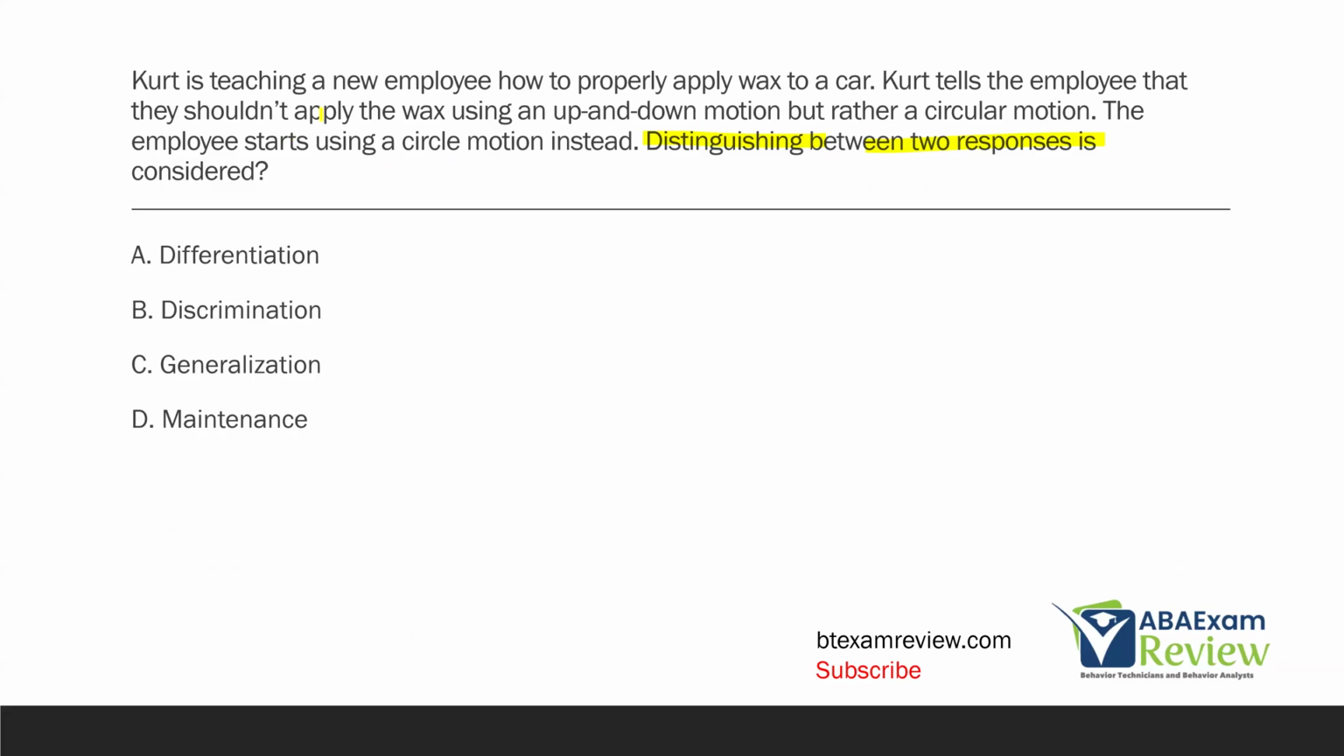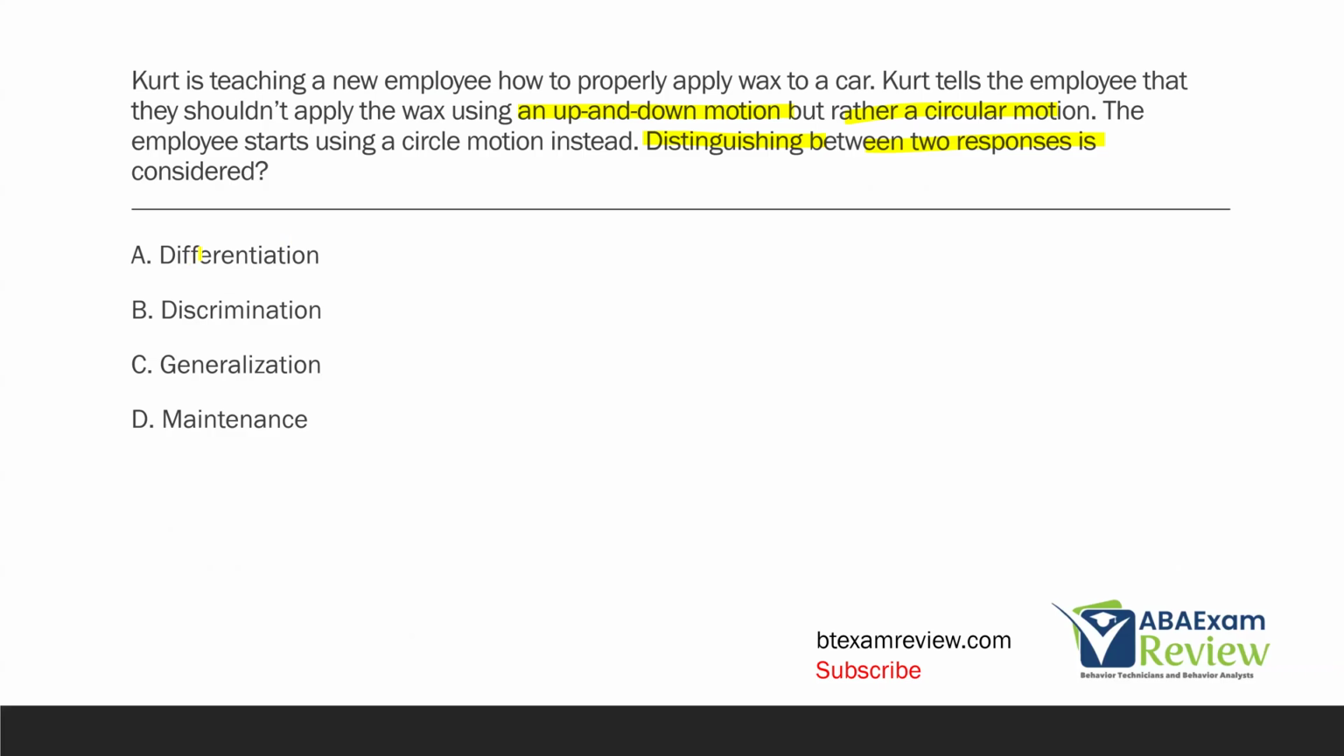We have a situation here where the employee is told don't use up and down, but go in a circle. So the employee needs to distinguish between the up and down motion and the circular motion. So what is the employee doing? Well, he is differentiating. Response differentiation occurs when you have multiple responses and we're choosing or identifying between different responses. In this case, the responses are the up and down motion versus the circular motion.